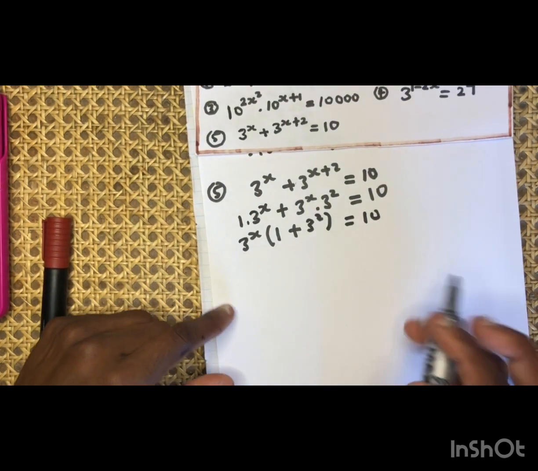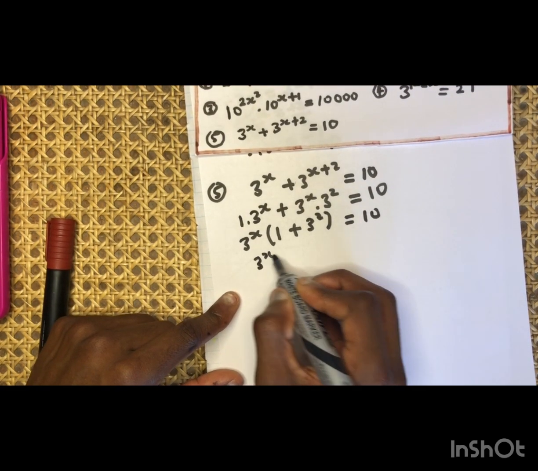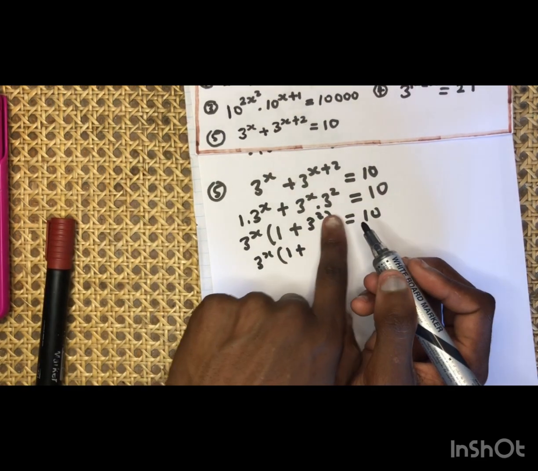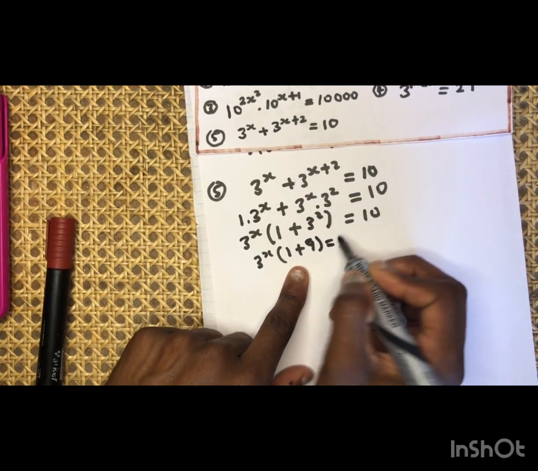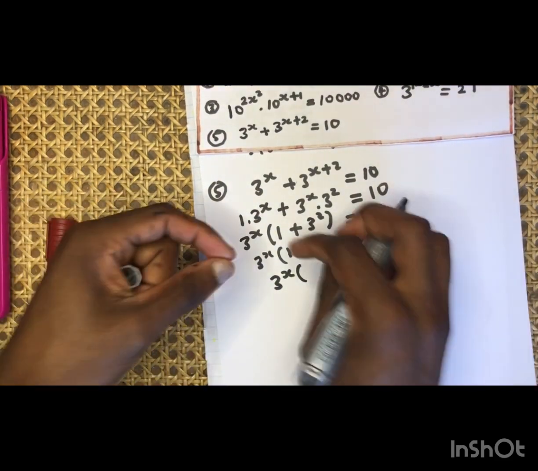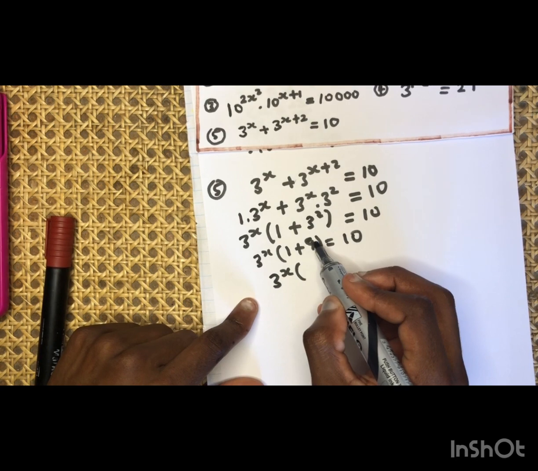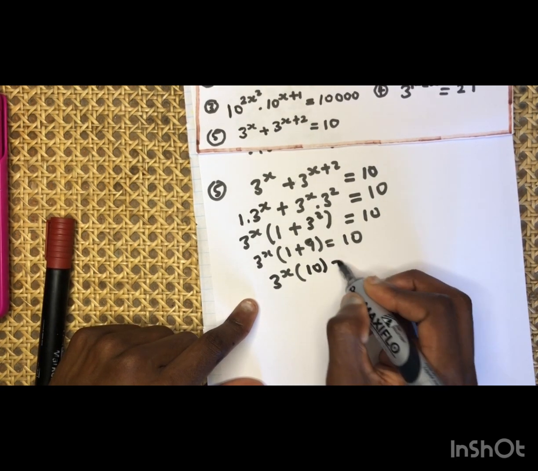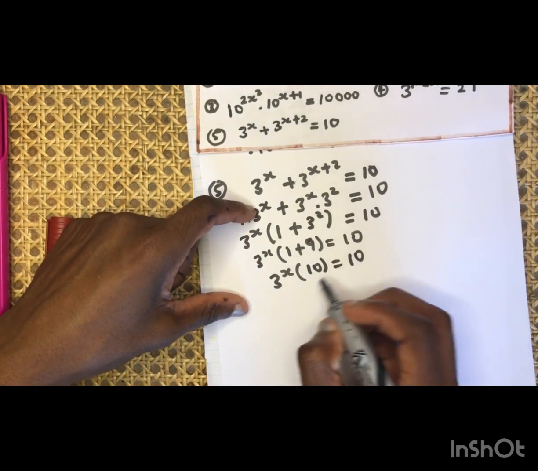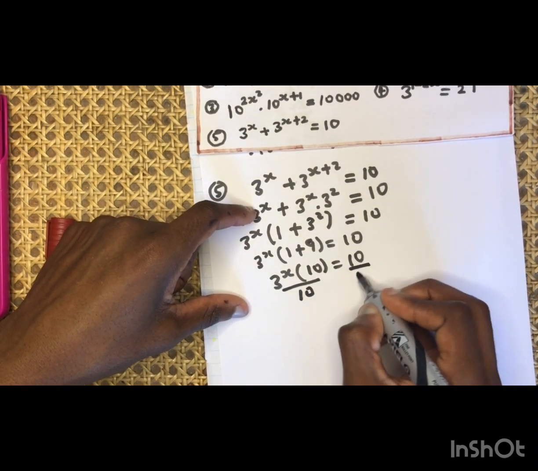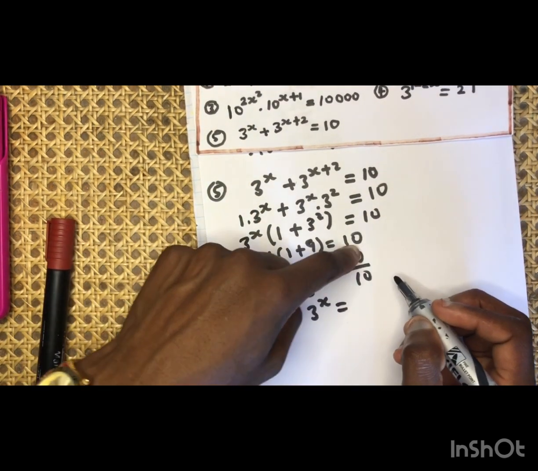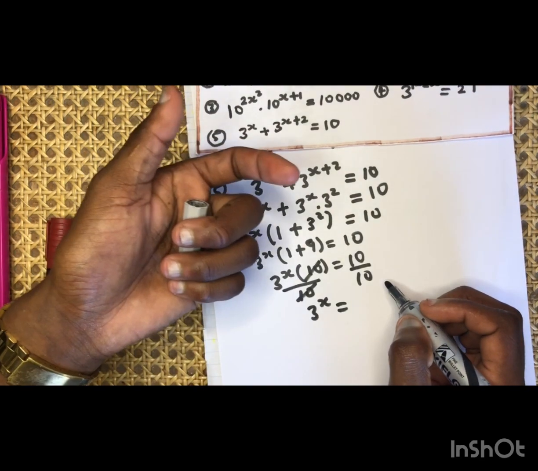Okay, now we are close to the final answer. Now I have 3 to the power x here. This is 1 plus, then we know that, guys, 3 squared will give me 9, equals 10. Then we drop 3 to the power x, then we work on the brackets. So 1 plus 9, we get 10, equals 10. Then we need to get rid of what? Of 10. So if we get rid of 10, we're going to divide both sides by 10. So this cancels out. So we have 3 to the power x equals 10 divided by 10. What do you get, guys?